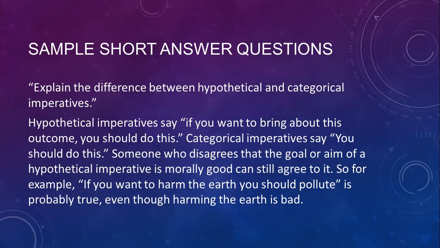Okay, so explain the difference between hypothetical and categorical imperatives. Again, we define them and then elaborate a little bit to demonstrate understanding. Hypothetical imperatives say if you want to bring about this outcome, you should do this. Categorical imperatives say you should do this. So define both concepts and then explain something about the difference between them, right? You've given the definitions, but that's not yet explaining the difference.